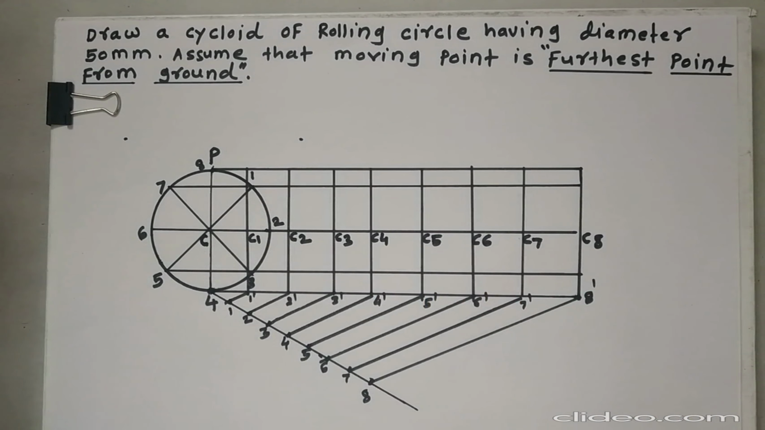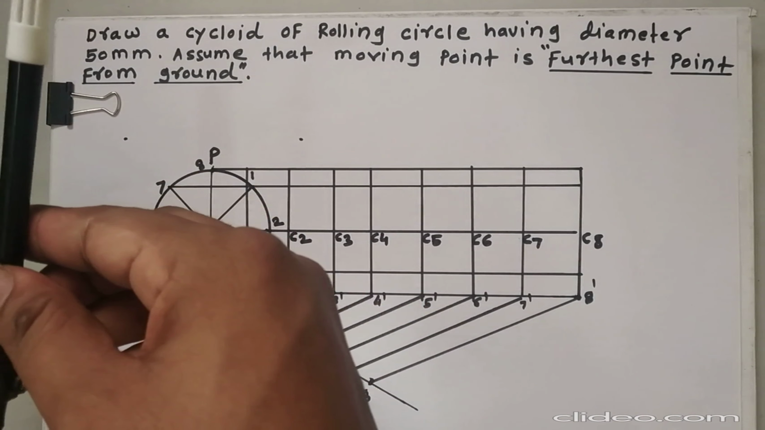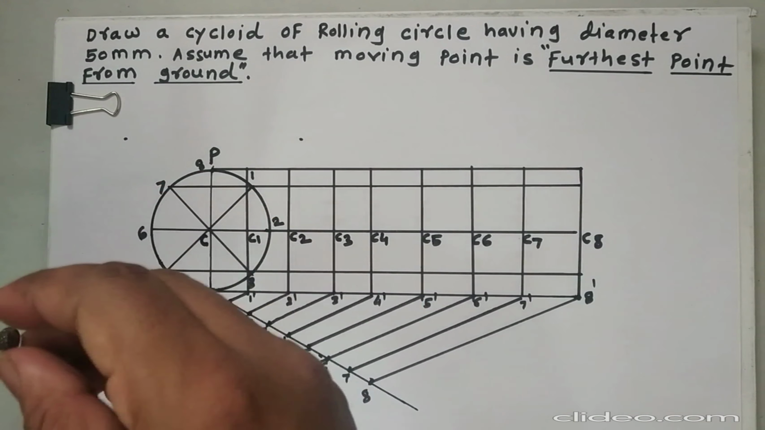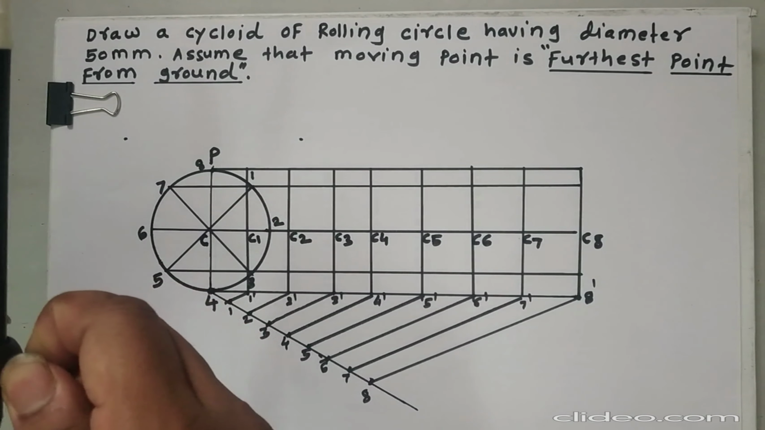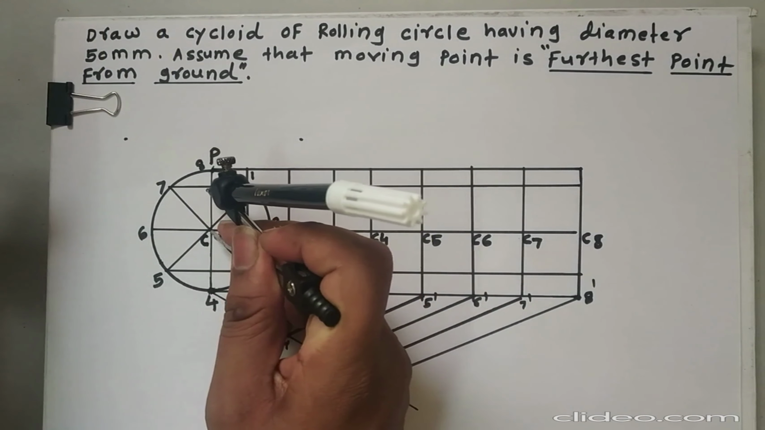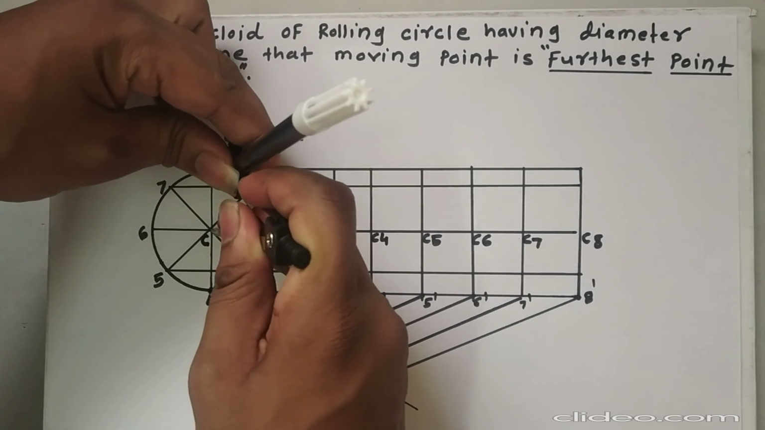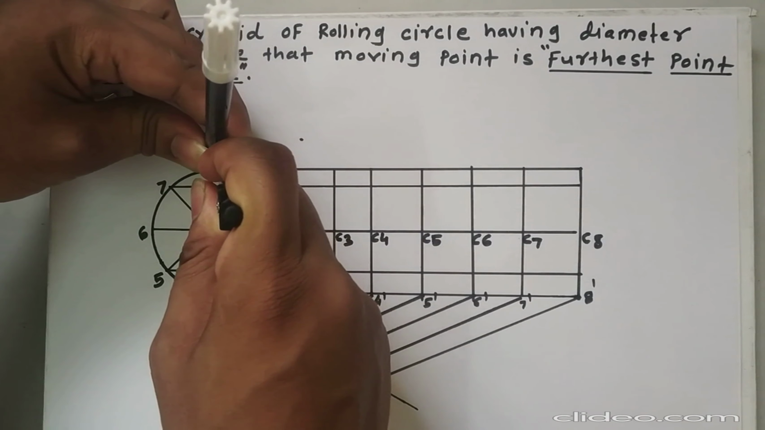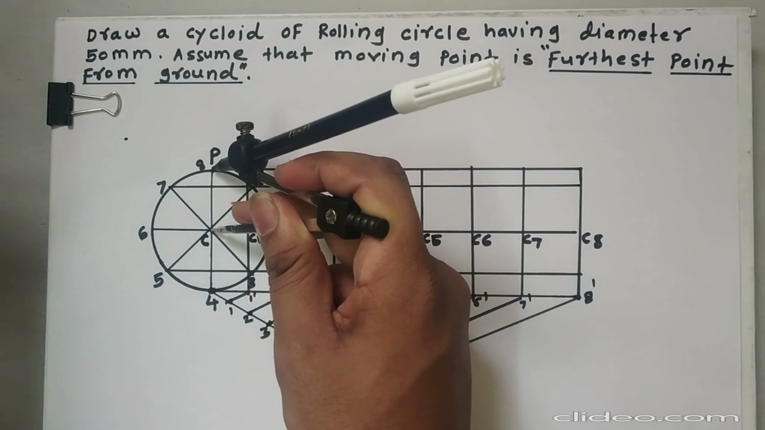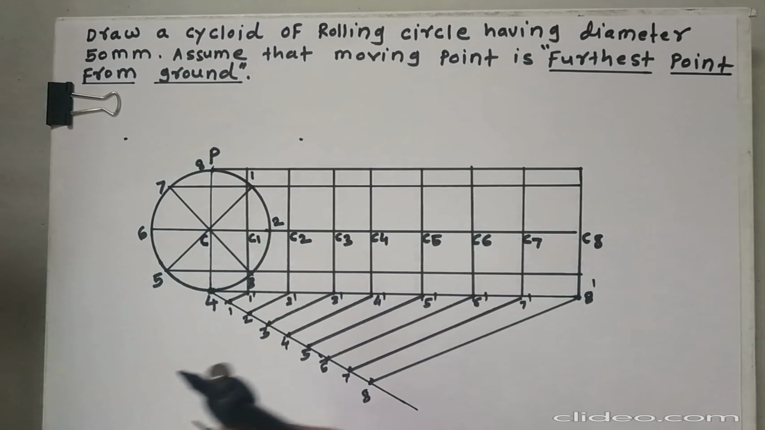Next take a compass. Take the CP radius, or 25 mm radius. You can take the CP radius of the circle. In short, you can take the radius of the circle, the CP distance, which is equal to 25 mm.